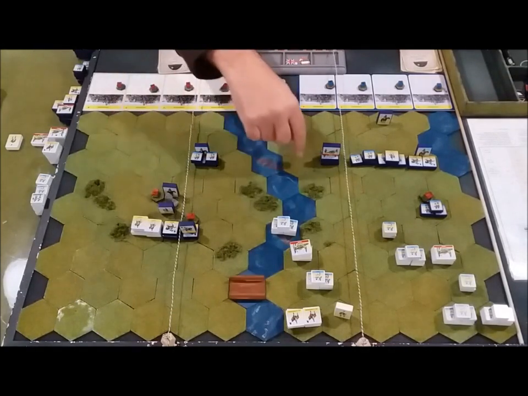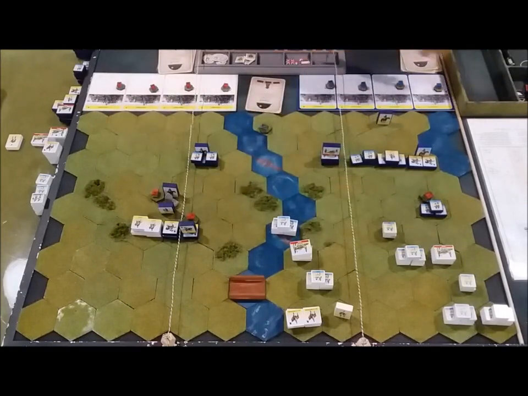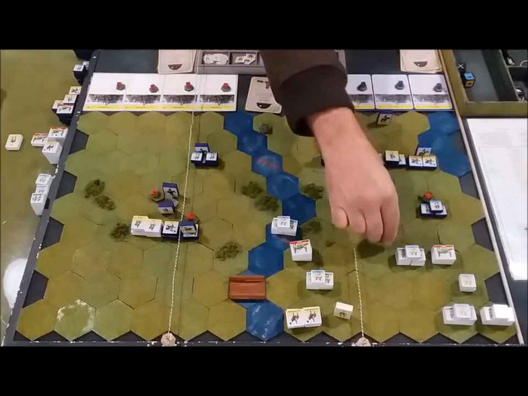So the first thing that's going to happen is the foot is going to fire at this line unit here. And it's a range of 3, so they get 2 dice and get 1 kill.